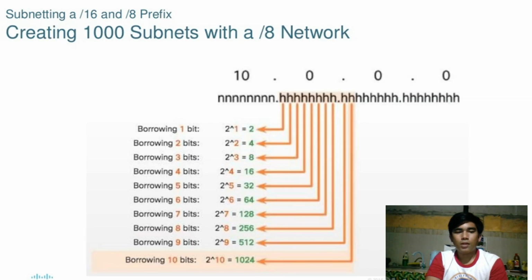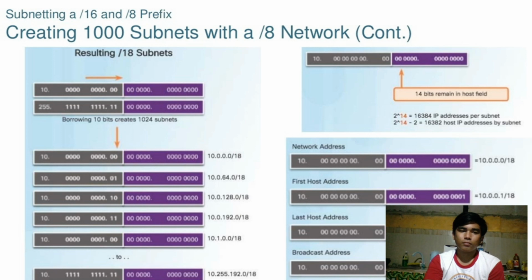Creating 1000 subnets with a /8 network. Borrowing 1 bit, borrowing 2 bits, borrowing 3 bits, borrowing 4 bits, borrowing 5 bits, borrowing 6 bits, borrowing 7 bits, borrowing 8 bits, borrowing 9 bits, and the last, borrowing 10 bits. Creating 1000 subnets with a /8 network.